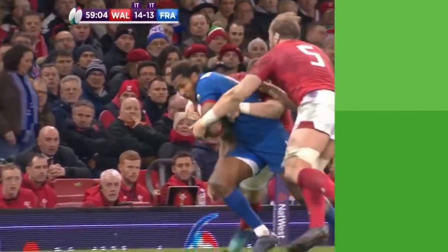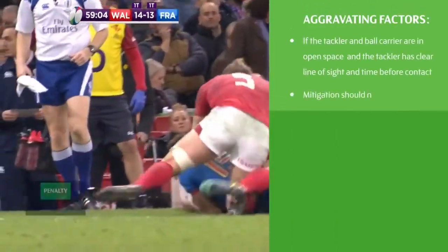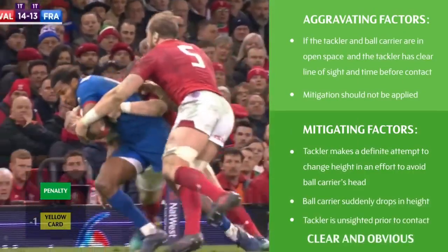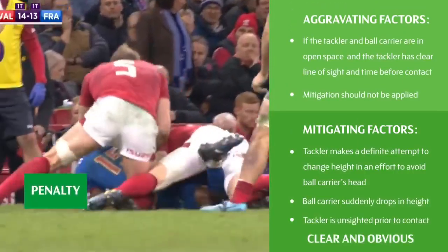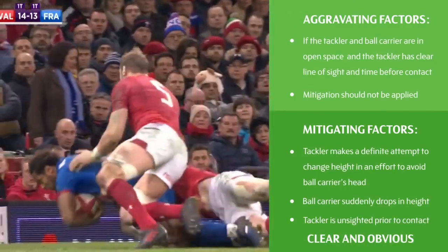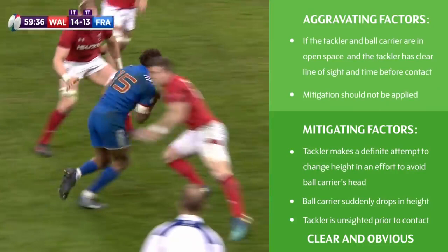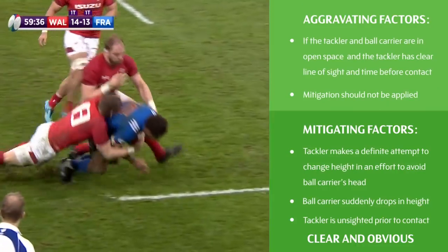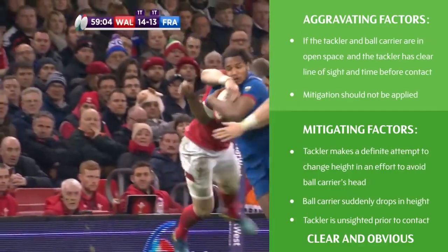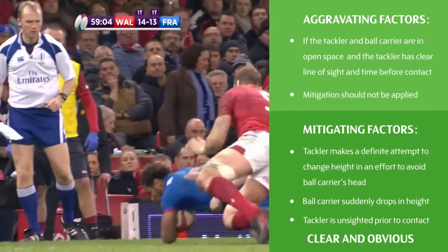The final step is to ask whether any aggravating or mitigating factors are clearly and obviously present. In the example, there are no such factors, and the initial decision of a penalty remains. Had the referee deemed there to be clear and obvious mitigation, the decision would be to play on. This is an example of a seatbelt tackle and completes the set of possible high tackle scenarios.